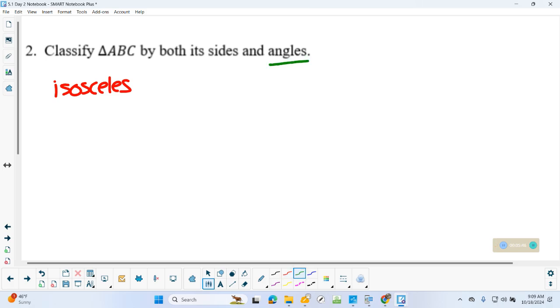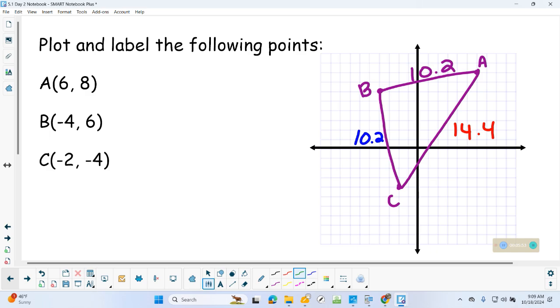Remember your choices for angles: acute, right, obtuse, equiangular. 4 choices. Okay, so looking at the angles, I think we could probably rule out obtuse. Doesn't look like there's any angle over 90. So I think that's probably gone. Equiangular, I can rule that out too because it's not equilateral. Remember, the equals always go together. Since you don't have all the same sides, it's not equiangular. So really I'm down to, is it acute or is it right?